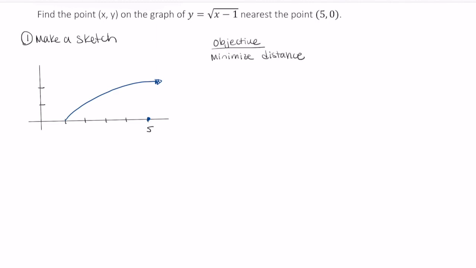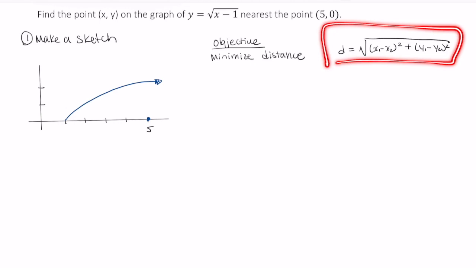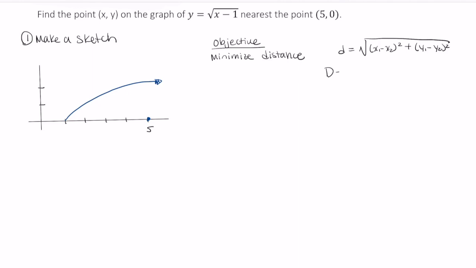So the objective is to minimize the distance. We need to recall the distance formula. That is d equals the square root of (x1 minus x2) squared plus (y1 minus y2) squared. And this is the distance between points (x1, y1) and (x2, y2). Now minimizing this will be a little tricky because of the square root. So rather than minimizing d, let's minimize capital D, which is equal to d squared, which is (x1 minus x2) squared plus (y1 minus y2) squared.